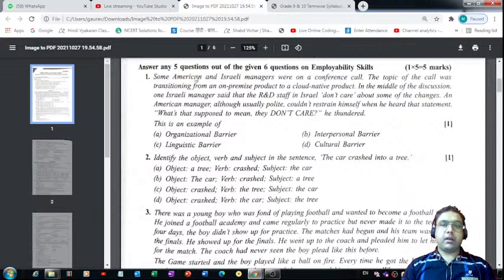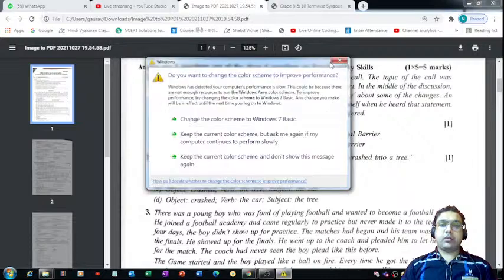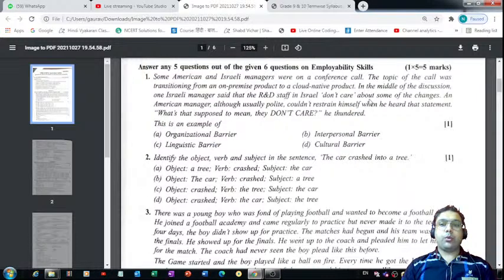Let me just read this whole question for you. In the middle of the discussion, one Israeli manager said that the R&D staff in Israel, R&D stands for research and development by the way, don't care about some of the changes. An American manager, although usually polite, couldn't restrain himself when he heard that statement. What's that supposed to mean? They don't care, he thundered.